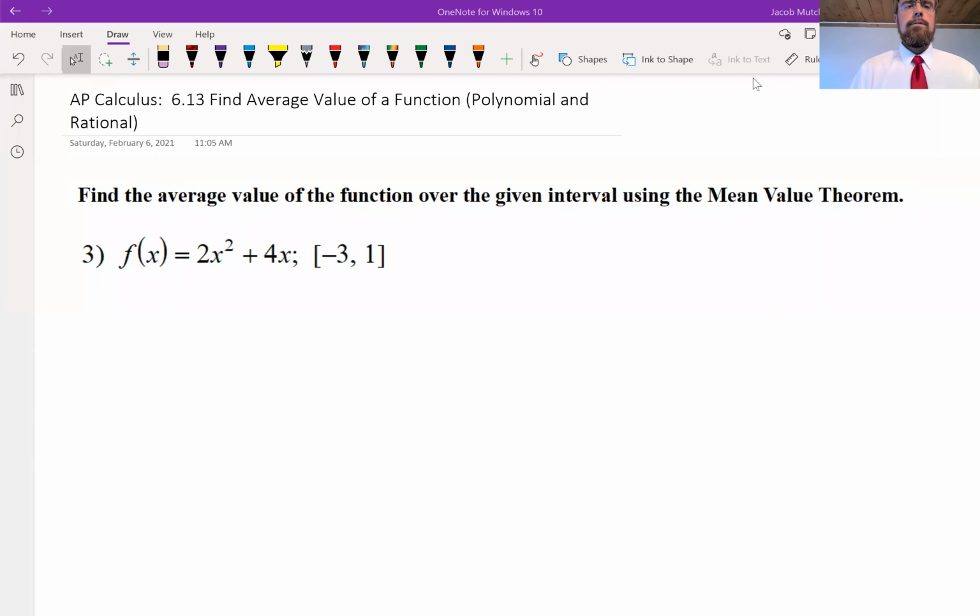Welcome to Calculus. Today we will investigate finding the average value of a function, looking at some polynomial and rational function examples. We'll take a look at 3 examples. Our first question here, we want to find the average value of this function over the given interval using the mean value theorem for integrals. And another name for that theorem is the average value of a function on an interval.